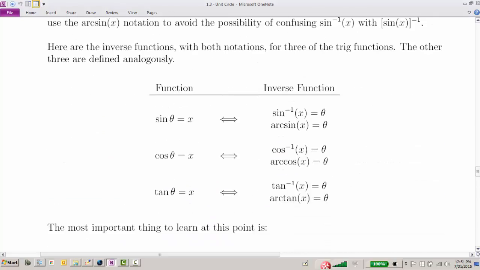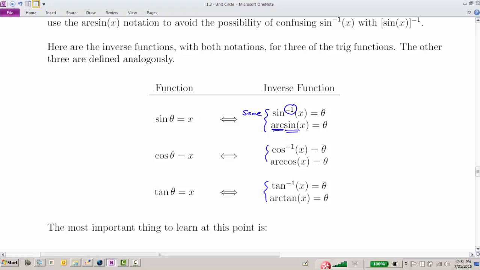One is by using this -1 superscript, so this refers to the inverse sine. The other is the arc notation, where we just put the letters ARC in front of the function. These mean the same thing. And we have the same notation for the other trig functions, and their inverse trig functions as well.